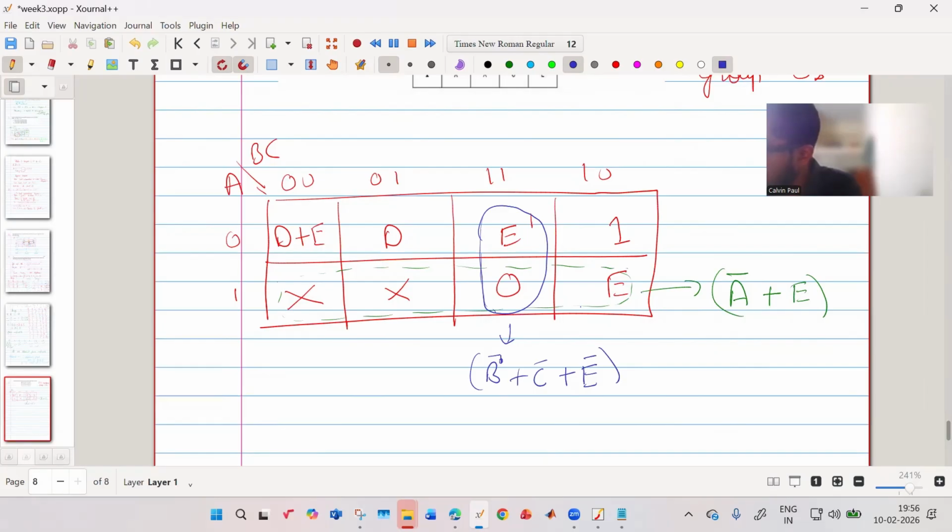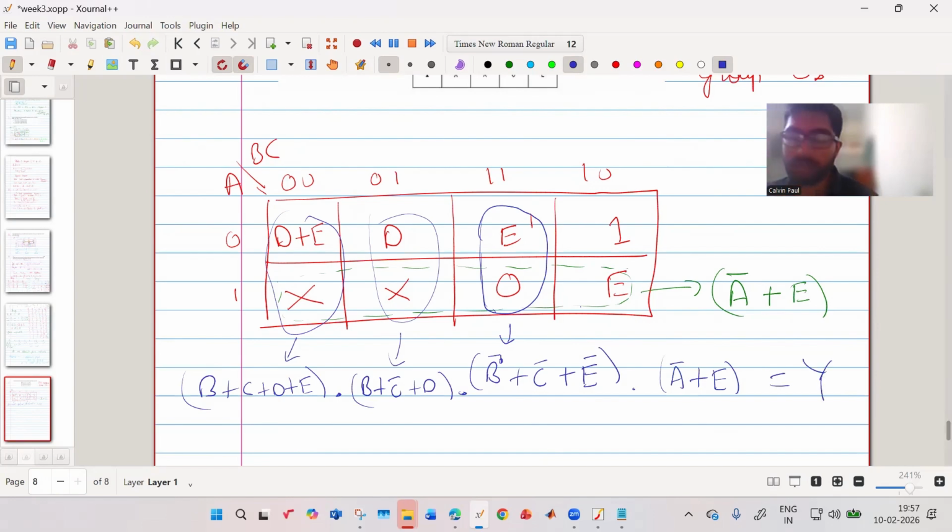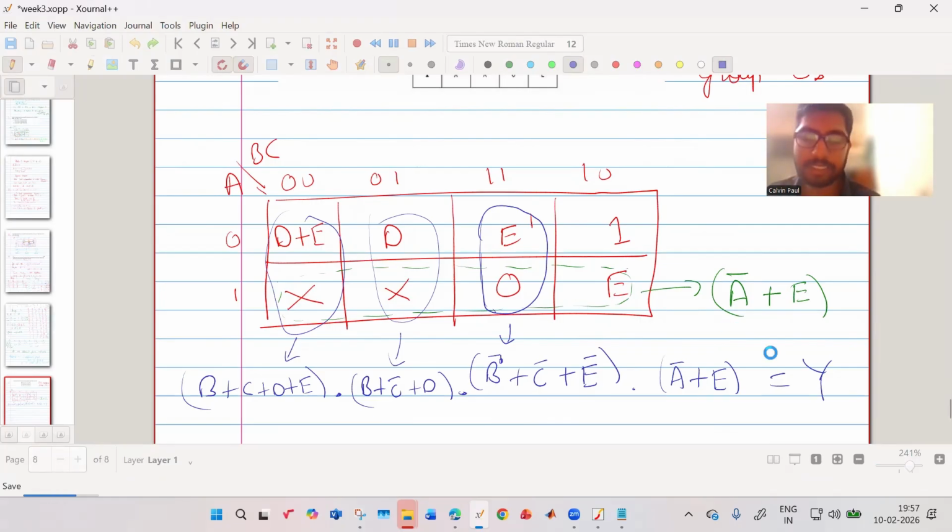Then you could group this together. So this would be equal to B or C bar or D. And if you group this together, it will be equal to B or C or D or E. Okay. And then you do the dot. A bar or E. This is your output Y. Okay. Any questions in this?